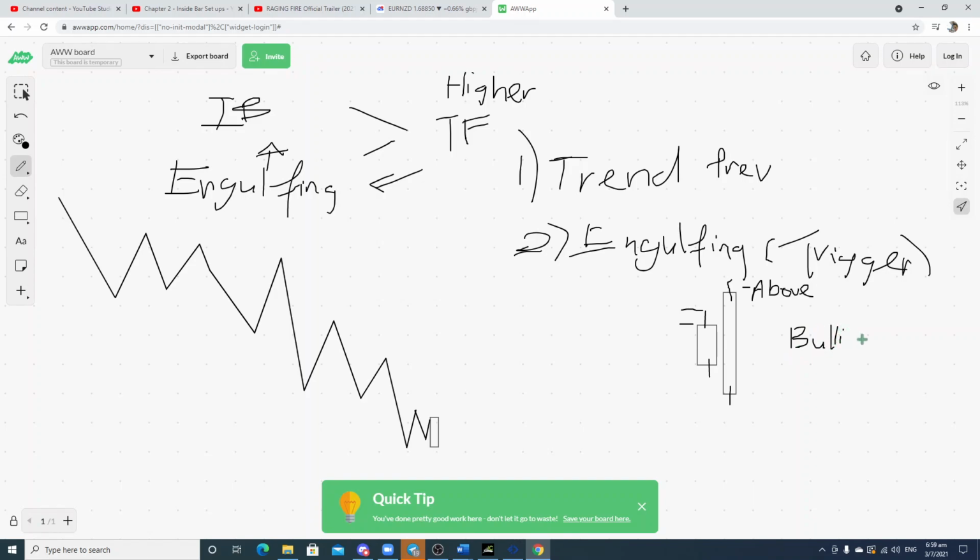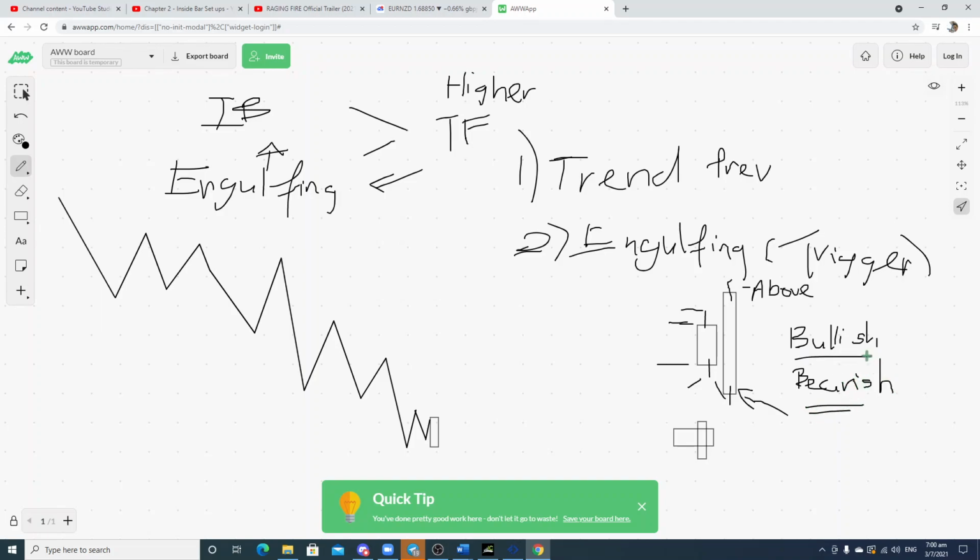For bearish engulfing, it's the same concept, same thing. I'm not going to draw it here. It's the same as bullish, but the next candle closes below the previous candle low and the previous candle open, and that means it's a bearish engulfing. We'll see that on the charts.